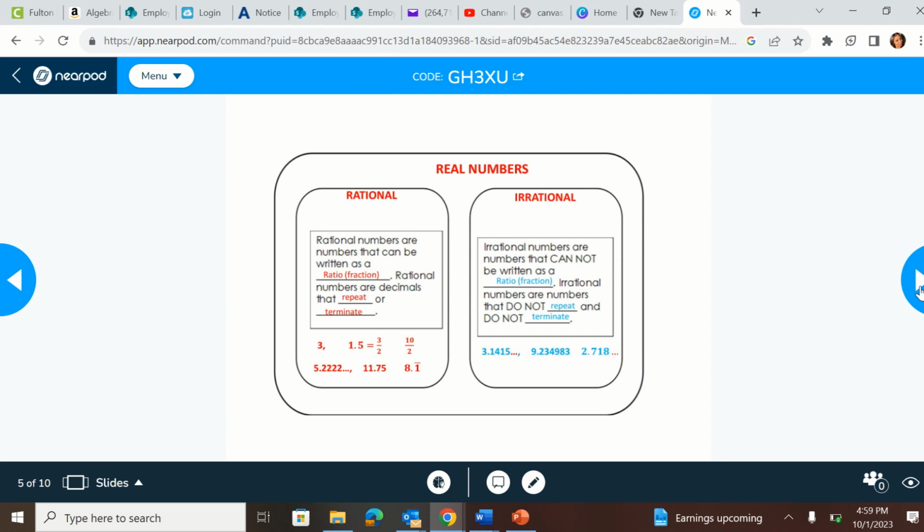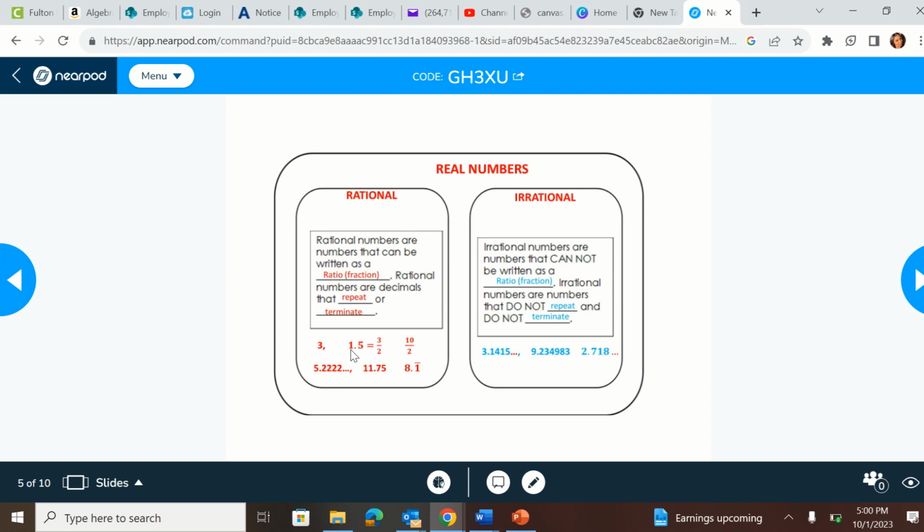Typically, I like to always list examples of what students can refer back to as irrational numbers. So here at the bottom, we have different numbers: 3, 1.5, 10 over 2, 5.222 dot dot dot, 11.75, 8.1 with a bar at the top. Irrational numbers are numbers that cannot be written as a ratio or fraction.